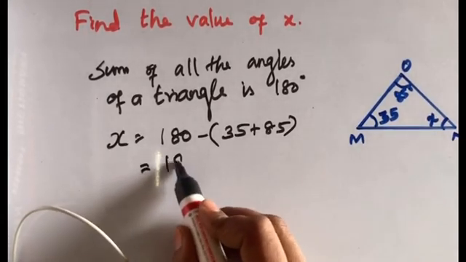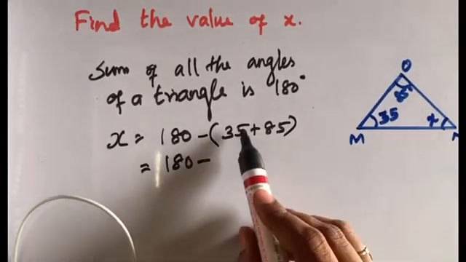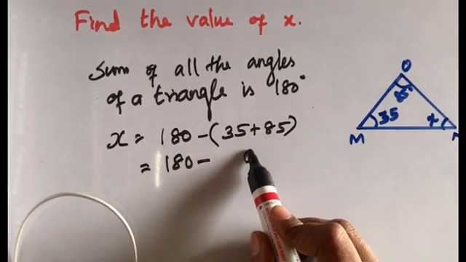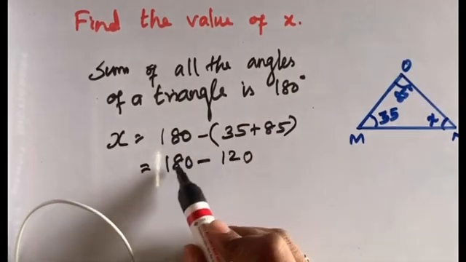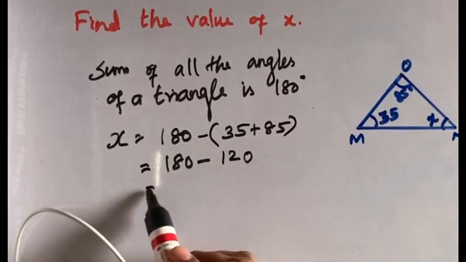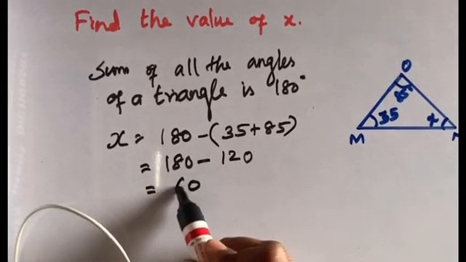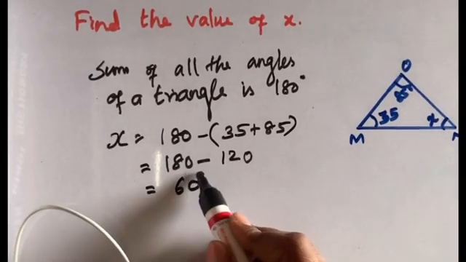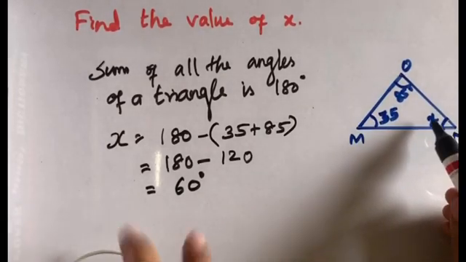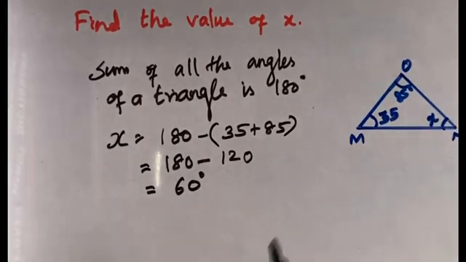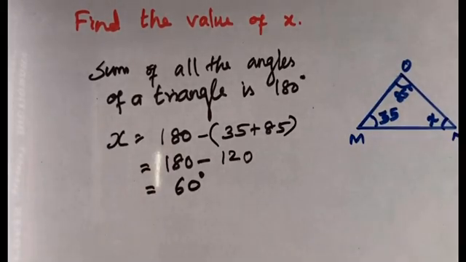That is equal to 180 minus, while adding these two, what do you get? 5 plus 5 is 10. So, 0 remaining 1, 8 plus 1 is 9, 9 plus 3 is 12. 180 minus 120. While subtracting you get 0, 0, 8 minus 2 is 6, 1 minus 1 is 0. So, it is 60 degrees. Angle N, that is x, is equal to 60 degrees. So, if two angles are given, to find the other angle you have to use this method.